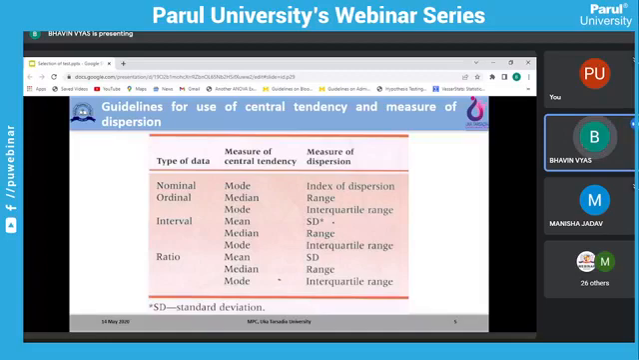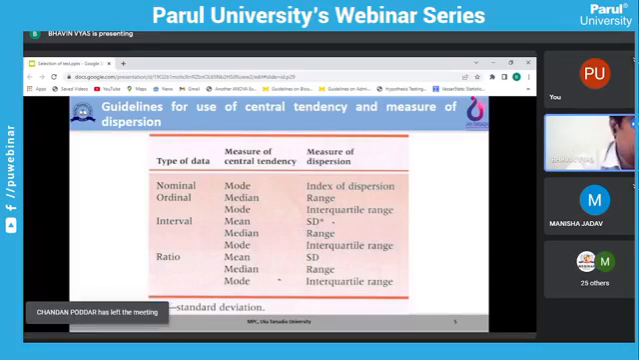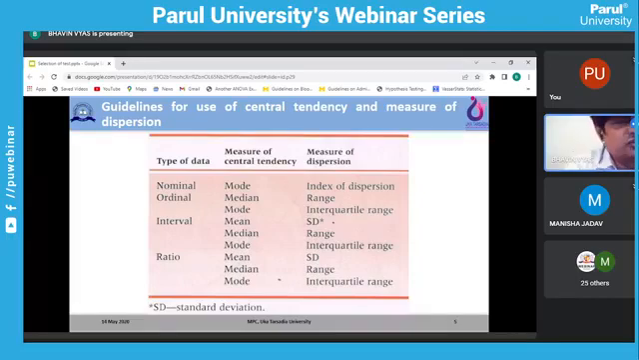Ratio data. Interval and ratio is also known as continuous data. So if you want to present that data, you can present it in the manner that I have presented in this slide. If we have collected nominal data, that is, how many males and females there are, or a caste-wise distribution, how many Buddhists, how many Parsis, how many Hindus there are, that is known as nominal type of data. If you want to present it, you can present it in the form of mode, which is a measure of central tendency.